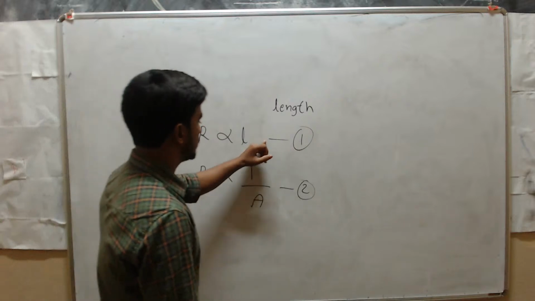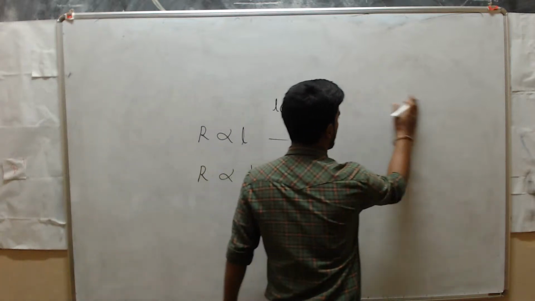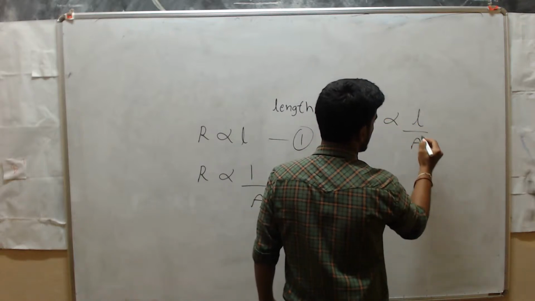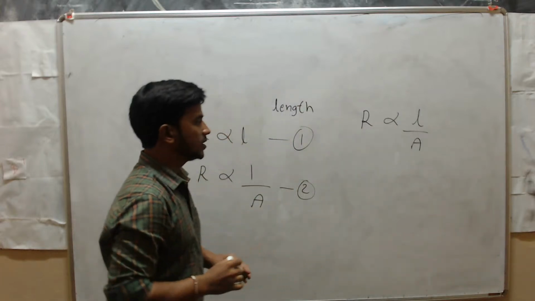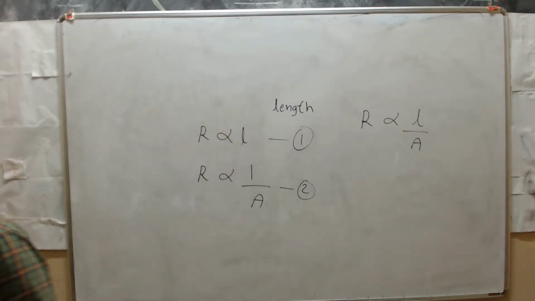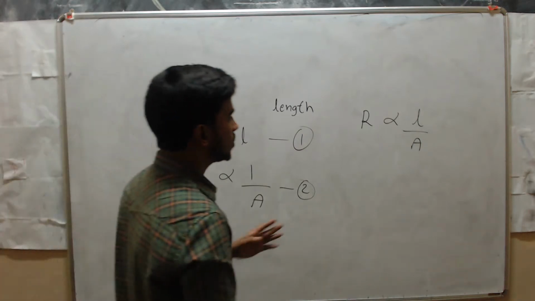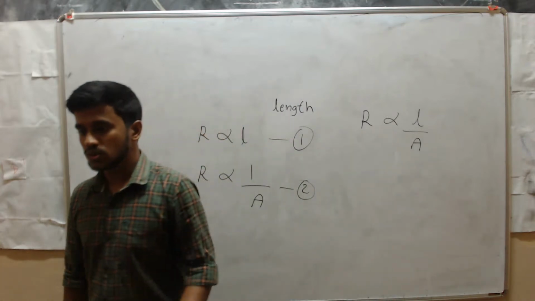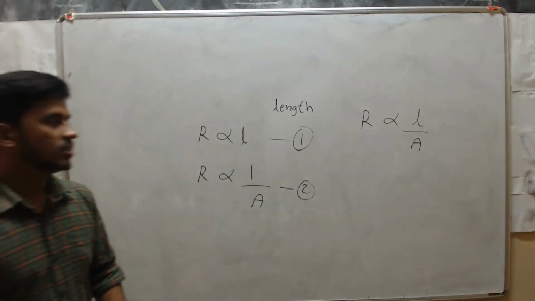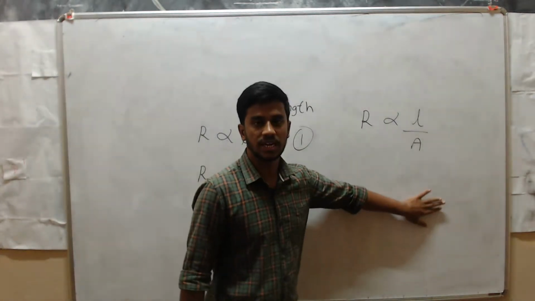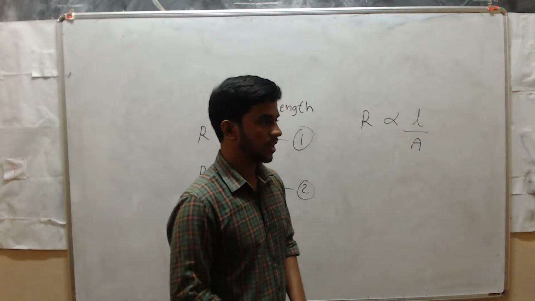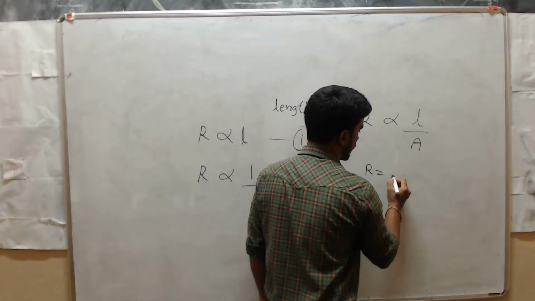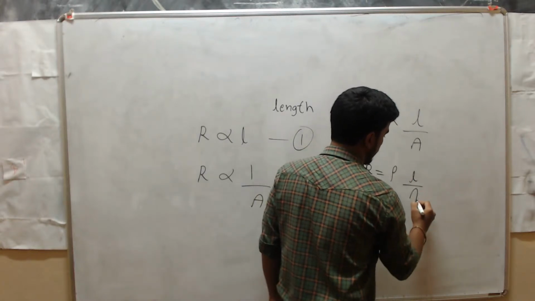Now combine these two equations, 1 and 2. We can write: the resistance of a conductor is directly proportional to the length of the wire and inversely proportional to the area of cross section. Now, to remove the proportionality symbol, we should introduce one constant. In the 9th slide, we studied this while deriving F equals ma. So here we can write R equals rho times l by A.